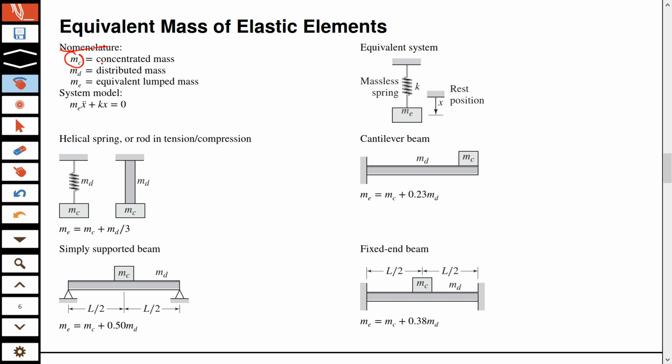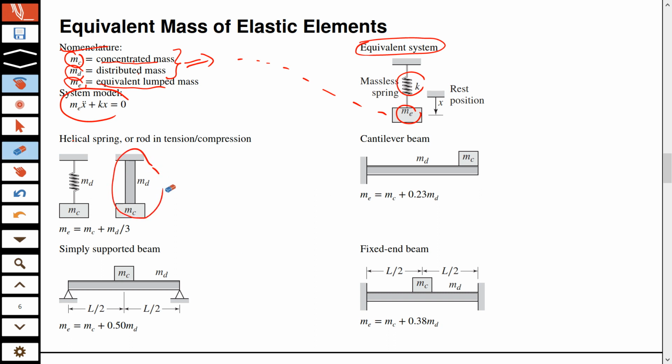if you have concentrated mass in your diagram, you don't see it here because this is the diagram for the equivalent system. You will have distributed mass MD, and you want the equivalent lump mass ME. So let's say you want to represent this concentrated mass and the distributed mass combined by a single equivalent mass and a single equivalent spring, so that you have a simple equation.